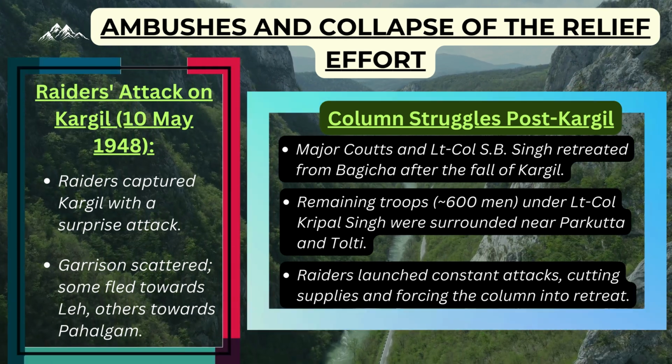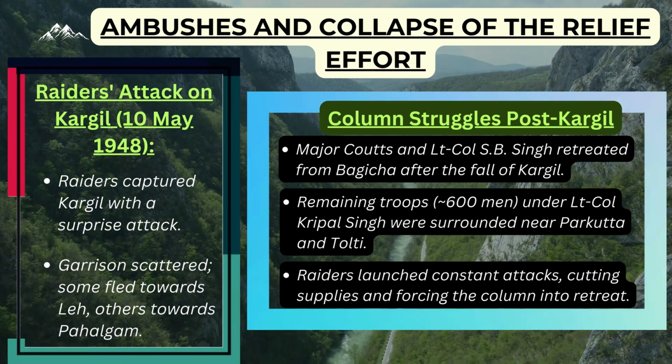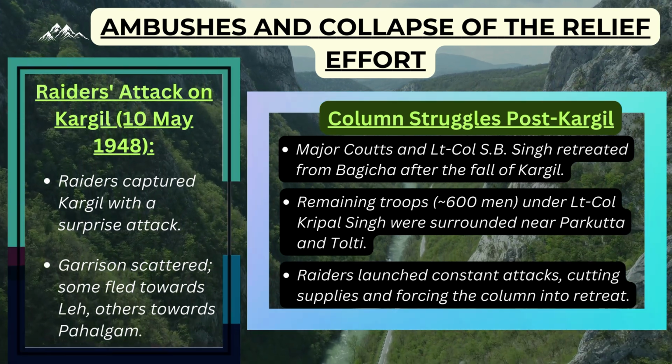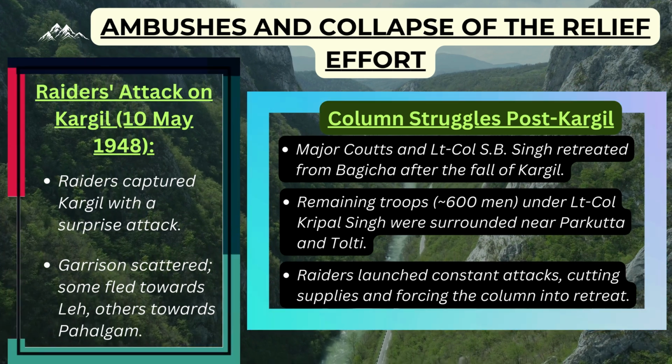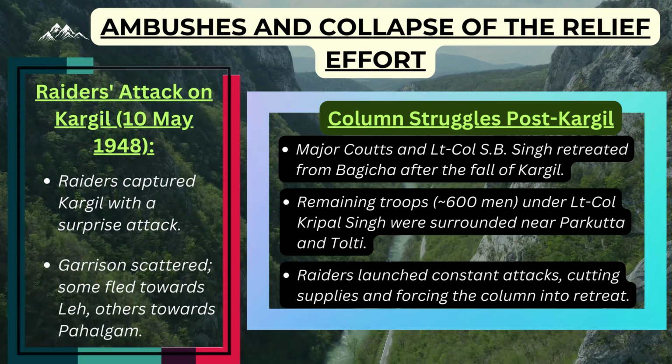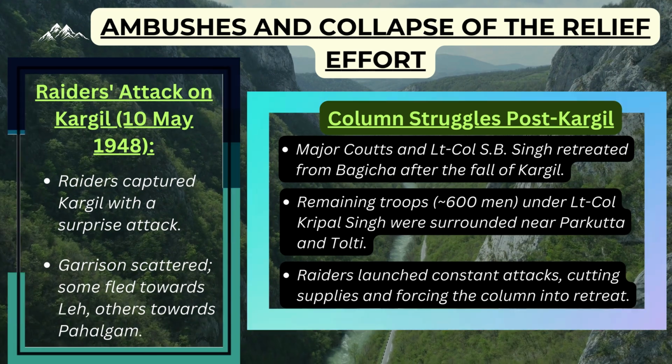The collapse of the relief effort post-Kargil was a catastrophic blow, leaving Skardu completely isolated. The raiders' strategy of encirclement, supply disruption, and relentless pressure proved devastating.